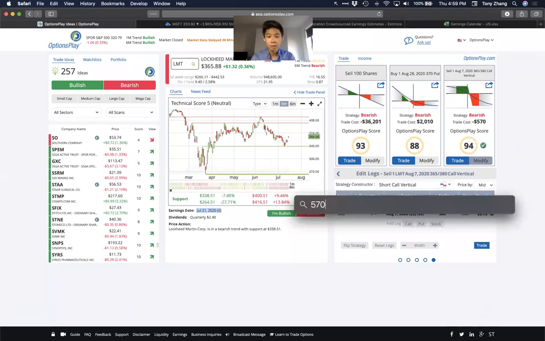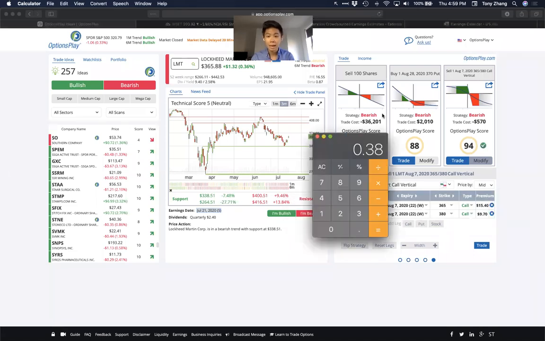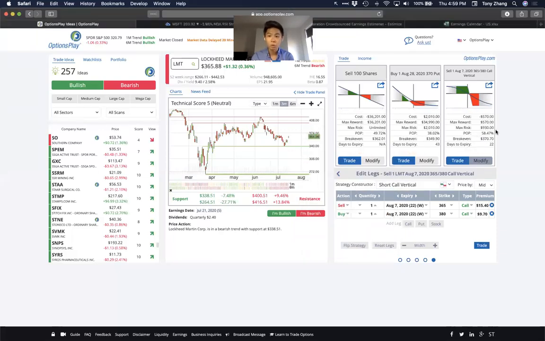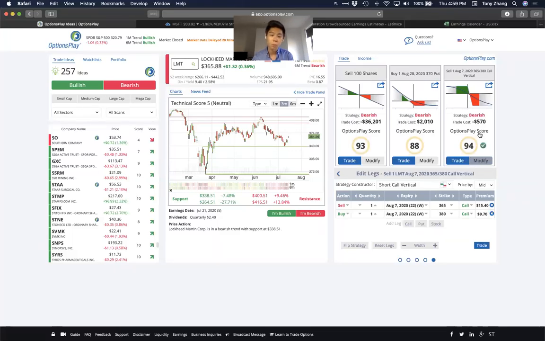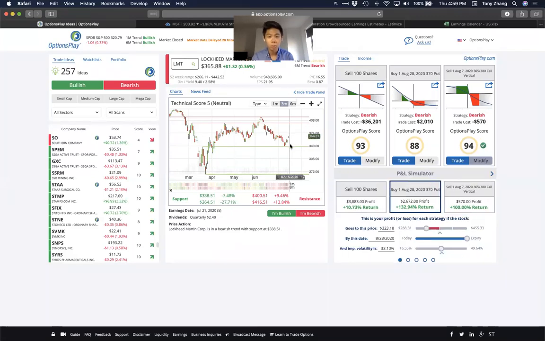So $5.70 divided by 15 is 38% of the width. So when I'm collecting 38% of the width, I'm risking roughly 1.5 to 1. So if I'm right, I make $570. If I'm wrong, I lose $930. Those are the types of odds I want to skew in my favor as much as possible. The more I'm able to collect on that width, the better it is for my strategy. So now I can also say, well, what happens if Lockheed Martin revisits this 338 low here?